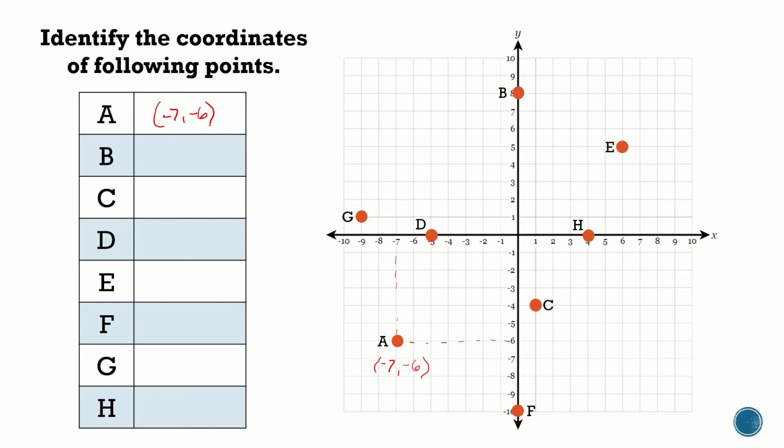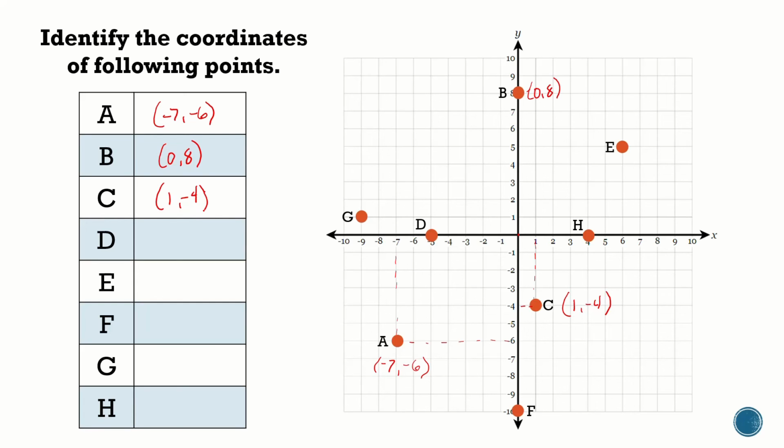Point B is right here. So we have the x. Where's the x? It's right here. That means 0. And then the y is +8. So this is (0, 8). Next, point C is right here. So x first, that is 1. And then the y is -4. So (1, -4).